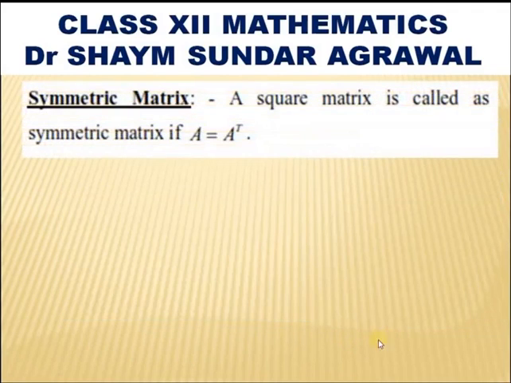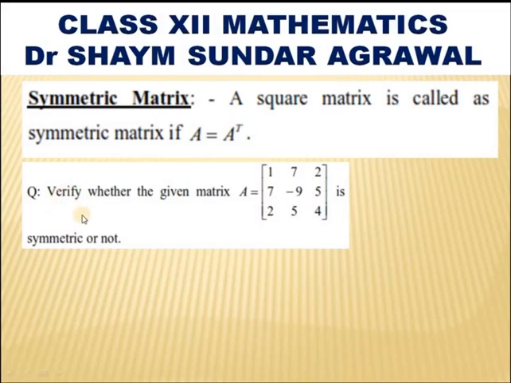Next, symmetric matrix. Let us take this definition. A square matrix is called symmetric if A equals its transpose, or A transpose equals A. So for any square matrix, if A transpose is equal to the given matrix, then we can say that matrix is a symmetric matrix. So let us verify whether the given matrix A is symmetric or not, where A is [1 7 2; 7 -9 5; 2 5 4].